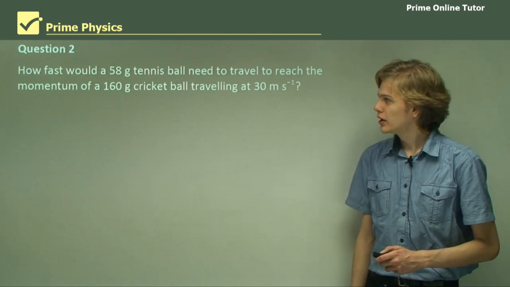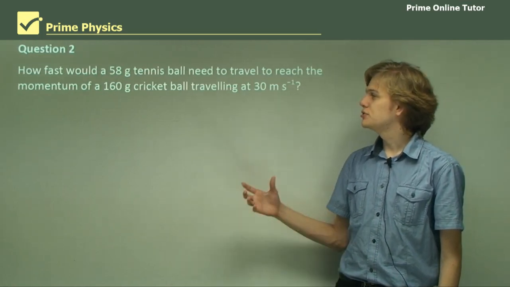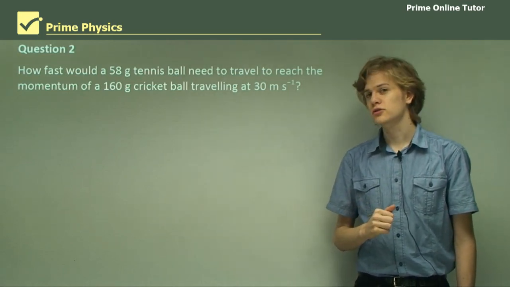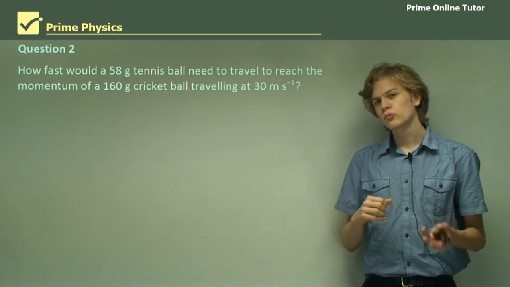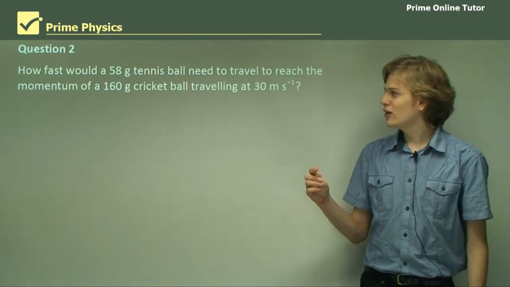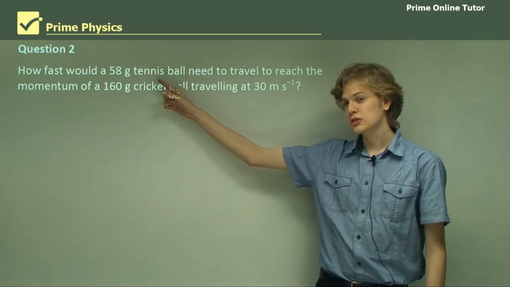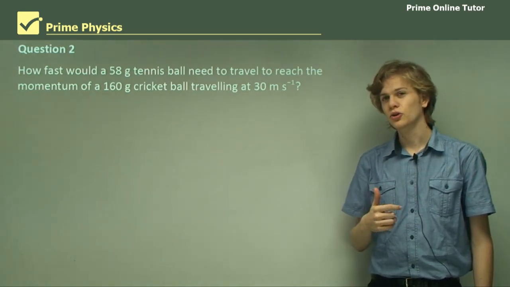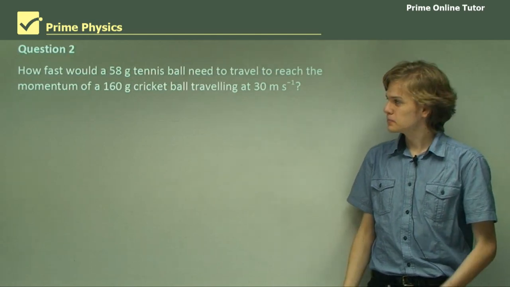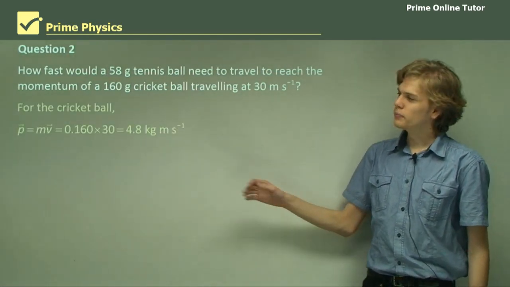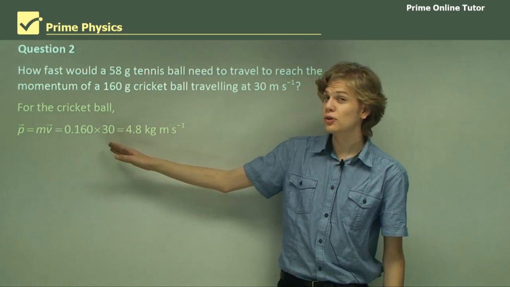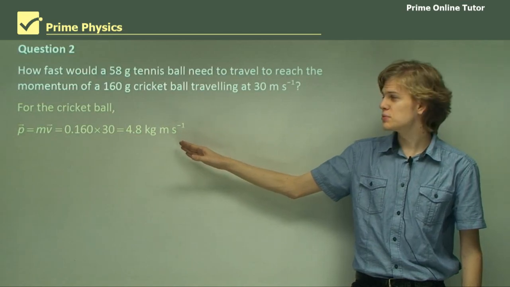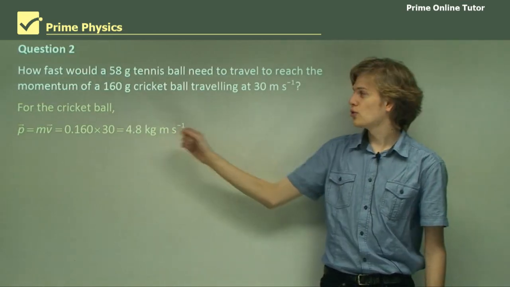Question 2. How fast would a 58-gram tennis ball need to travel to reach the momentum of a 160-gram cricket ball traveling at 30 meters per second? So, what the question asks is how fast we need to go to make this object's momentum equal this second momentum. So we'll need to find out what that second momentum is. For the cricket ball, p = mv, that's going to be 160 grams, so we need to convert it to kilograms if we're going to end up with a measurement of kilogram meters per second, times its velocity, 30 meters per second.